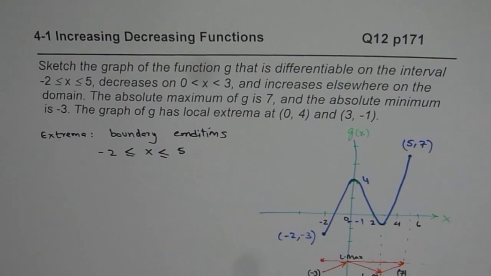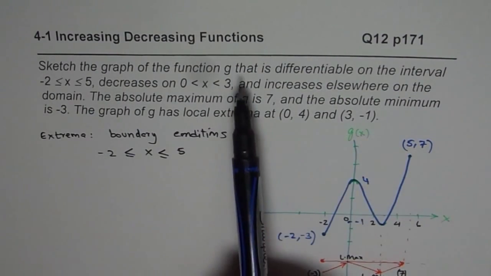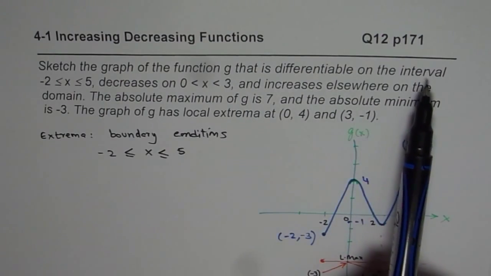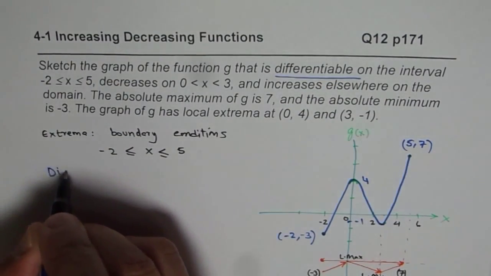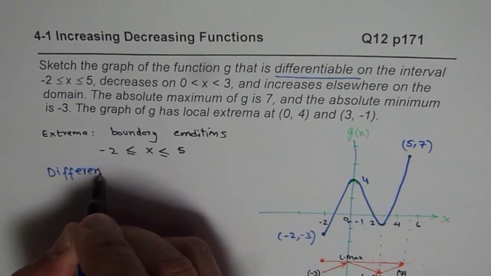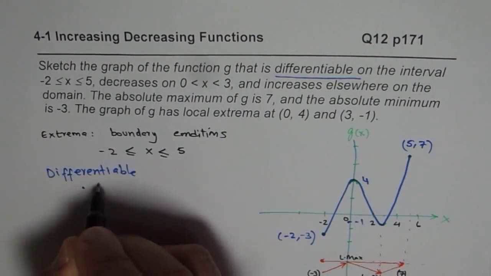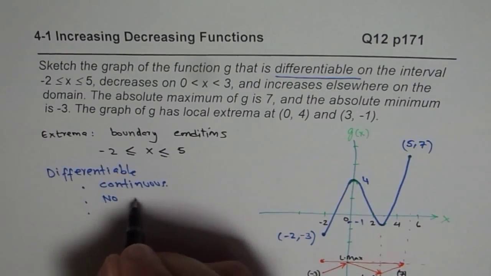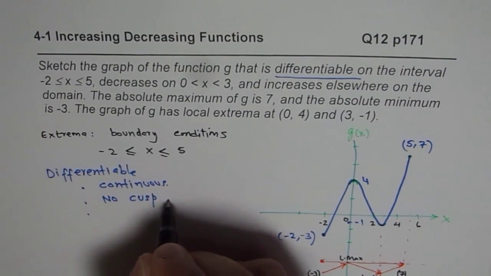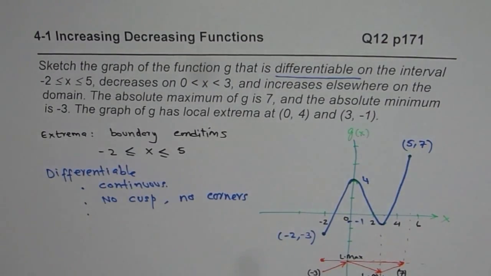So I hope this helps. Let's go through this once again. The question was, sketch the graph of the function g. That is differentiable on the interval. What does differentiable mean? Let me write it down here. It means a couple of things: first, it is continuous, with no cusp and no corners. That is what we mean by differentiable.